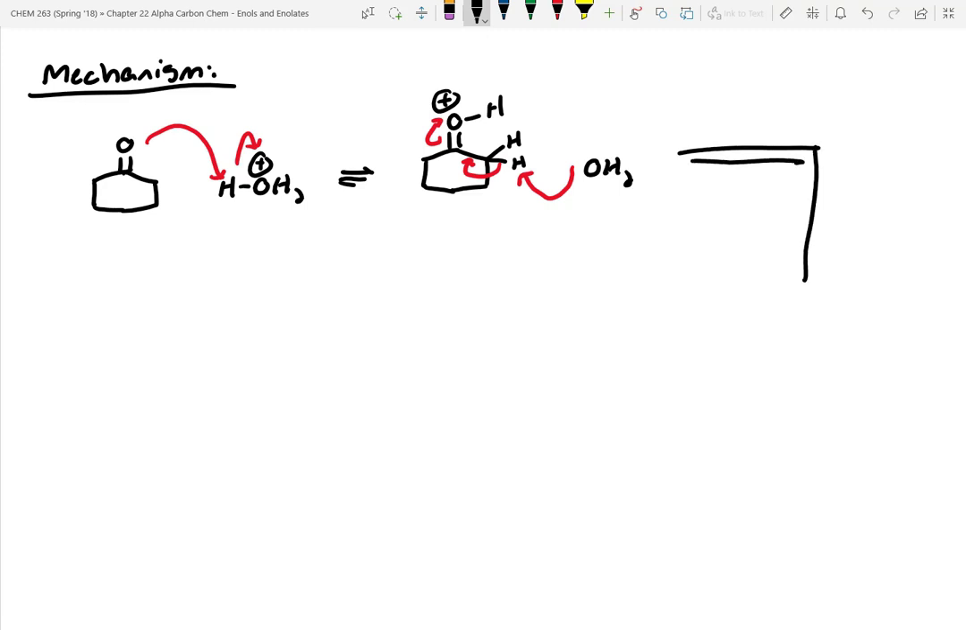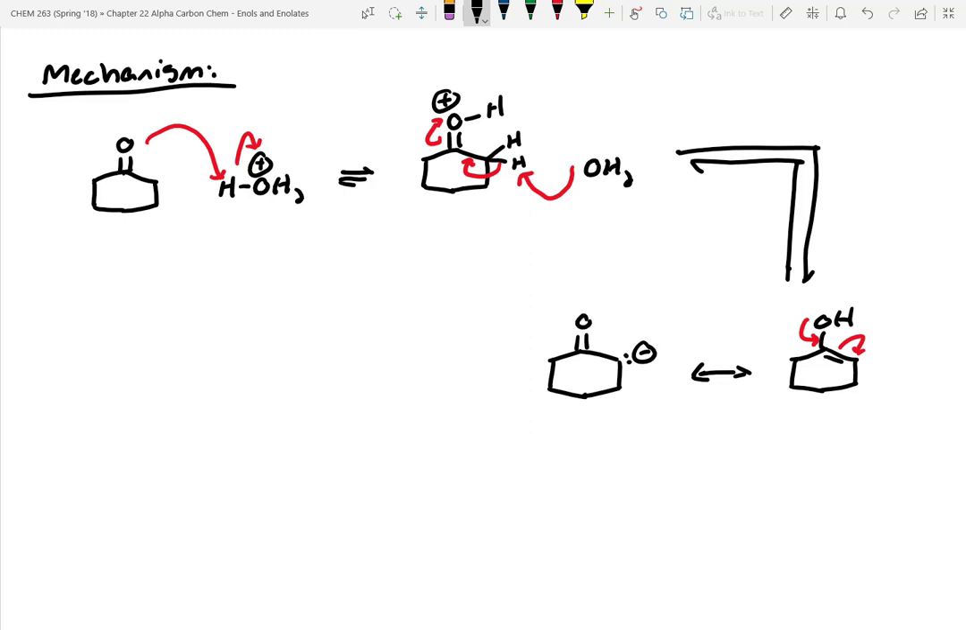I'm actually going to curve this down so we have more room. But like I said, we do need to consider the resonance structure. And with this resonance structure, you can push electron density back down to that neighboring carbon. So now our alpha carbon has a negative charge. And we've also created our acid. So I'm just going to write H3O plus down on the bottom here. It's important to remember that that's hanging around.